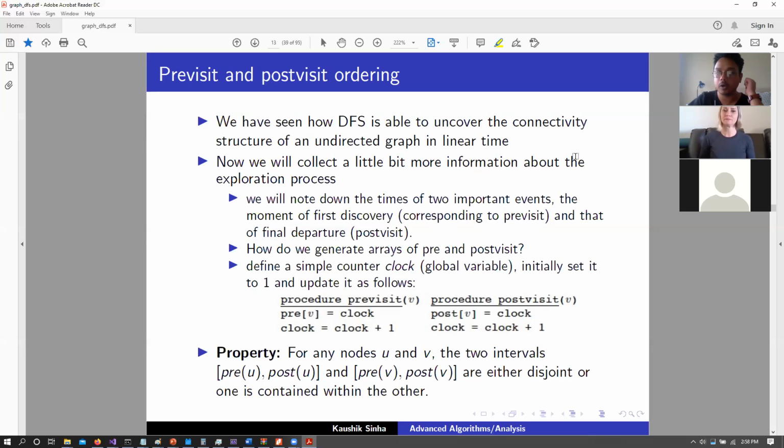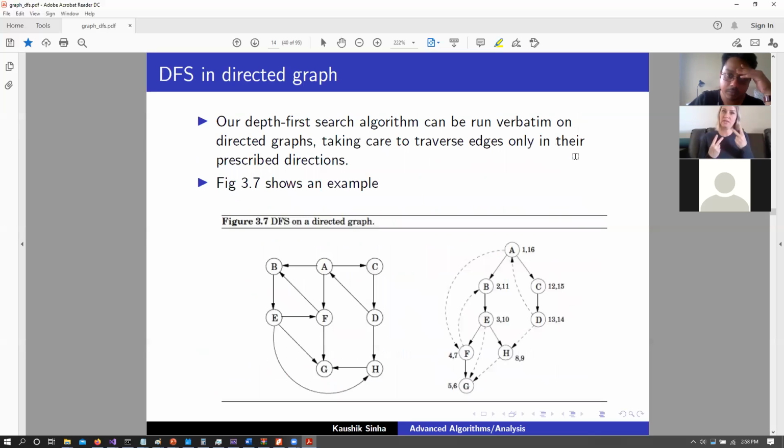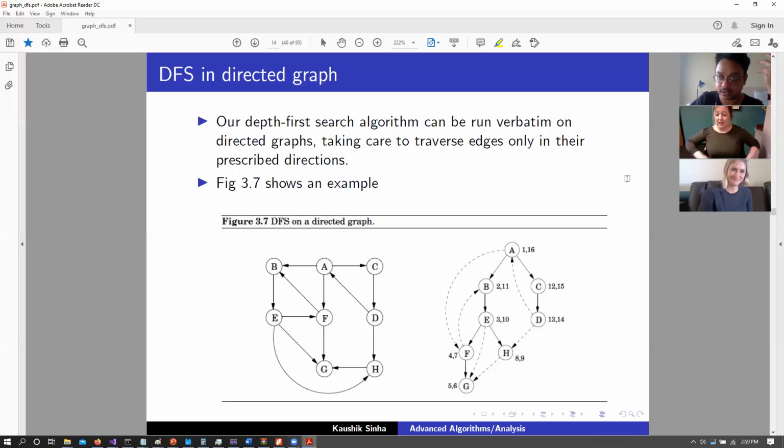But there are also other properties that we can infer from these post-visit and pre-visit numbers. We'll come to that. But now let's look at another example. That is the depth first search algorithm. We talked about depth first search when we were talking about undirected graphs. But a graph can also have directed edges.